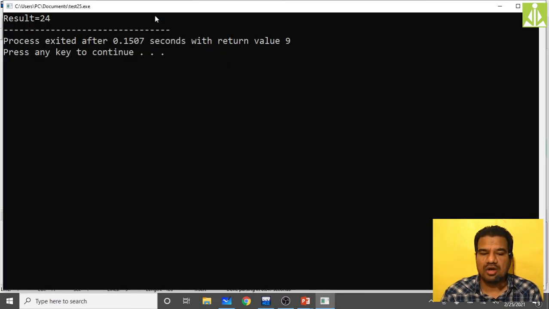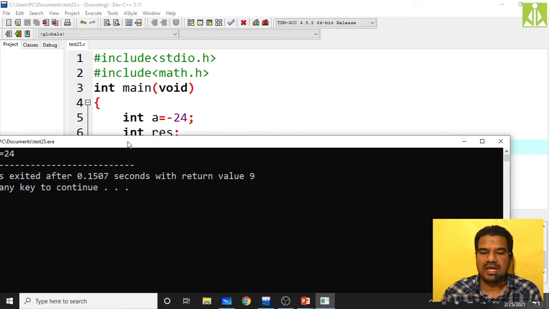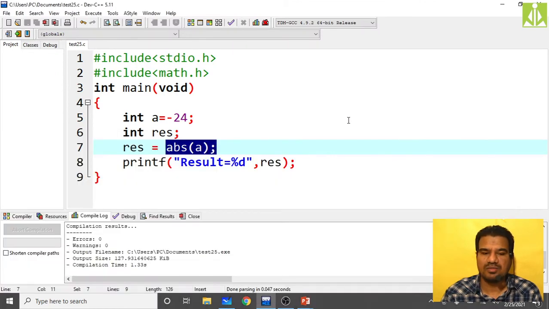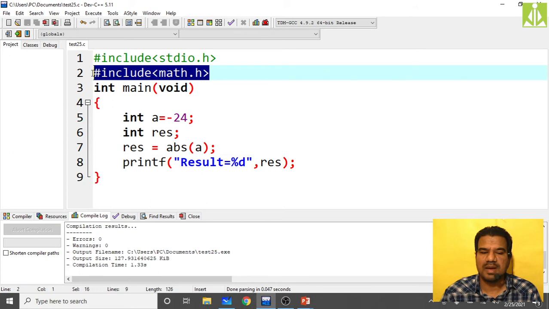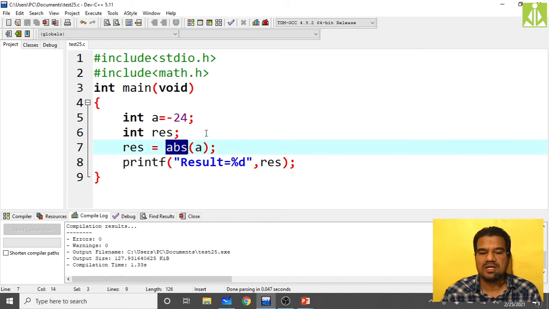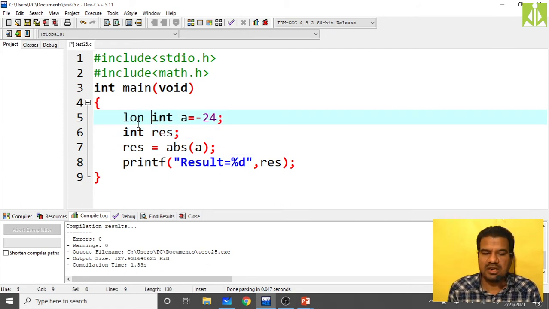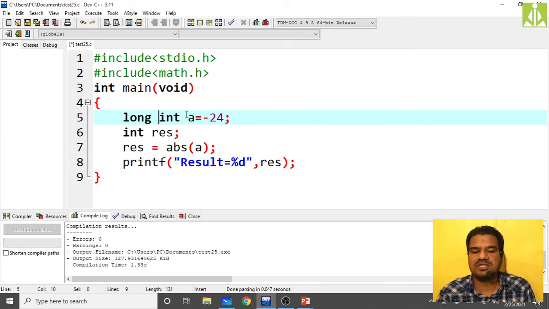But in a classical compiler like your Turbo C or any other traditional compiler, if your abs function declaration is not there in the stdio.h header file, then we must include this math.h header file in order to make this abs function work. So likewise, for long integer, you can put the range or you can go with this same thing.